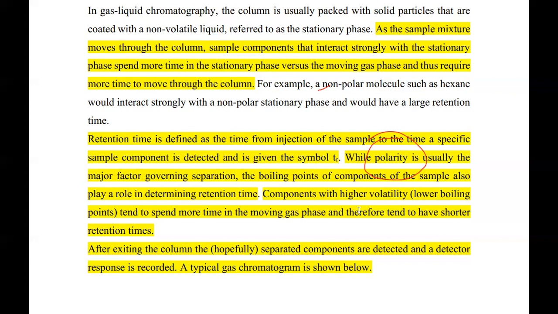So just know that for some substances, polarity and solubility are one and the same. Let me just leave it that way. Polarity and solubility are almost the same.